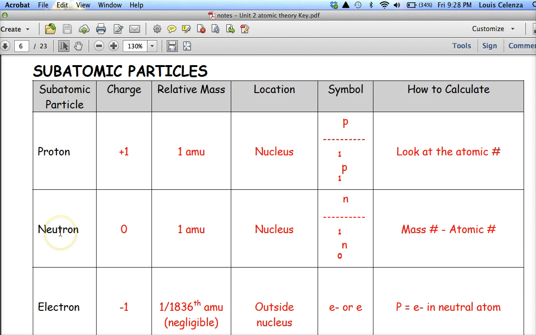The neutron, which is also a nucleon, because it's found in the nucleus, has no charge. It is neutral, like Switzerland. It also has a mass of 1. Notice that protons and neutrons have an equal mass. Here's the symbol, how you would identify it, either by an N or an N with a 1 and a 0. The 1 represents the mass, the 0 is its charge. And you find it by subtracting the mass number and the atomic number.